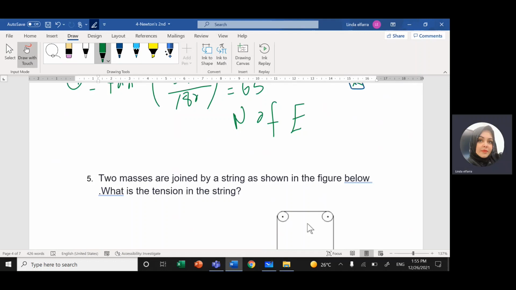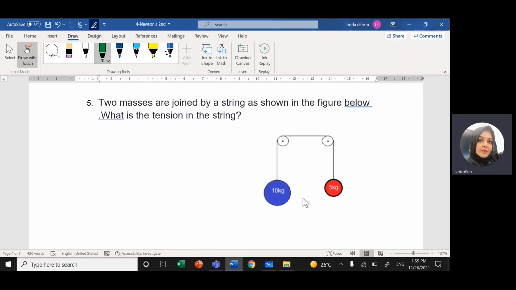Here I have two masses. They're joined together by a string. What is the tension in the string? Here I have two objects, so I have to draw a free body diagram for each object. Let's start with the first one. For the first one, I have the gravity down, which is 10 times 10, it will give me 100 Newton. And I have the tension force up, Ft.